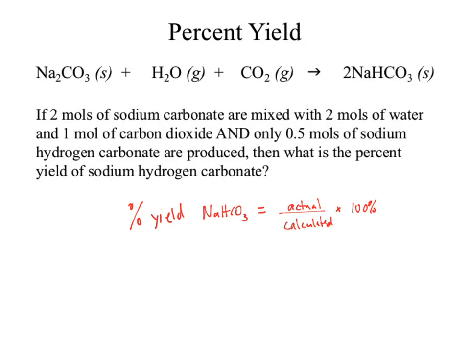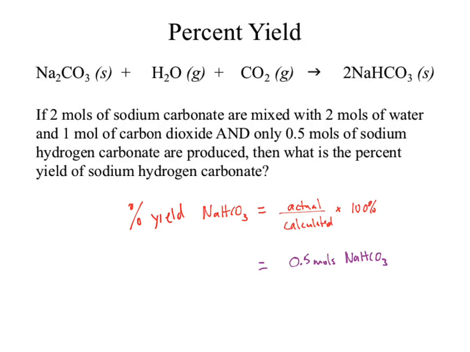Where is the actual yield found? In the question. I was trying to give you a hint on what to read off to me. 0.5 moles of sodium hydrogen carbonate are produced. It is our 0.5 moles of sodium hydrogen carbonate. That was our actual yield. That's what it tells us.